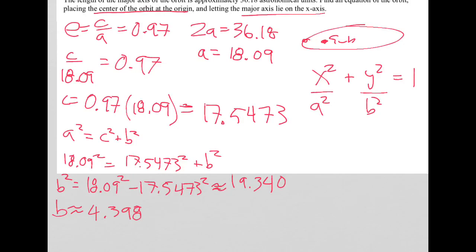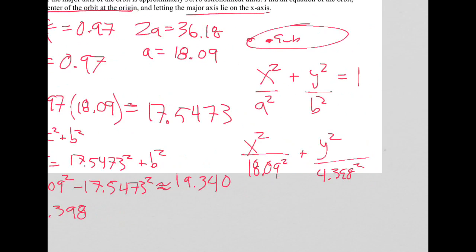4.398. So we have a and b, so all we need to do is write the equation: x squared over a squared, so 18.09 squared, plus y squared over b squared, so 4.398 squared, equals 1. That makes that the equation of Halley's Comet.